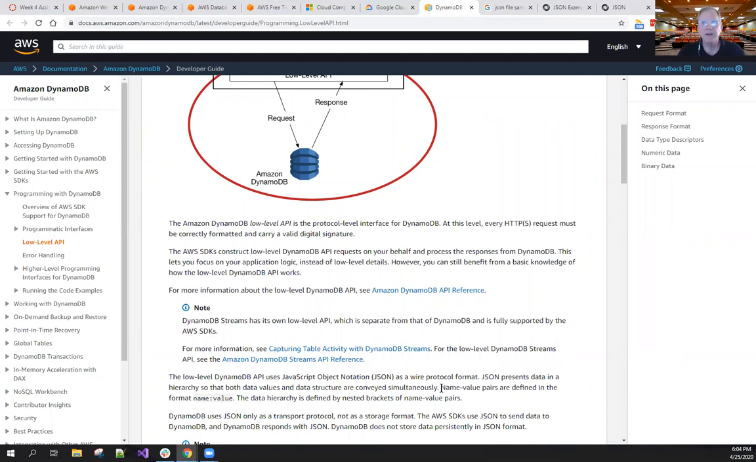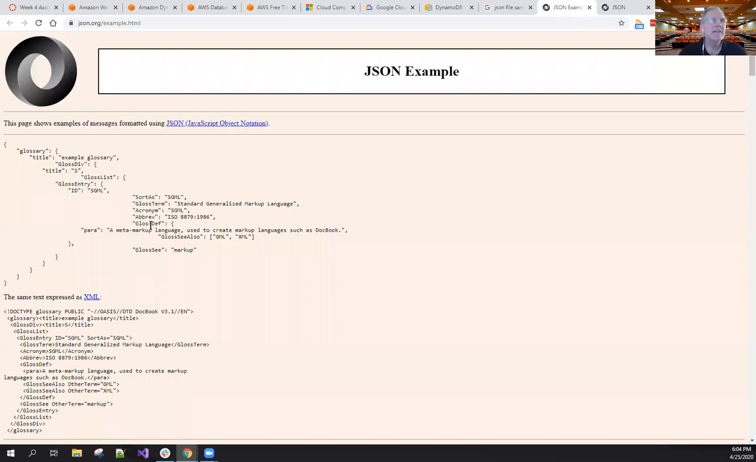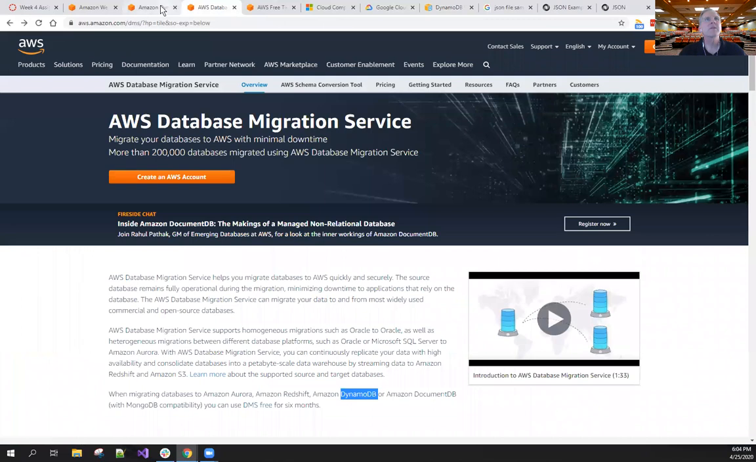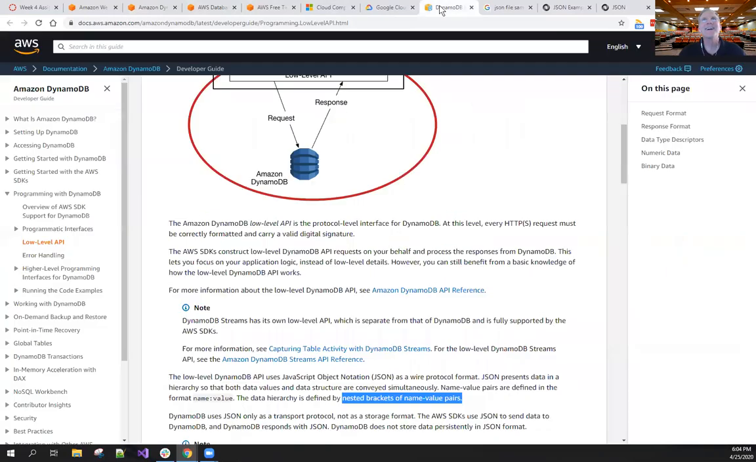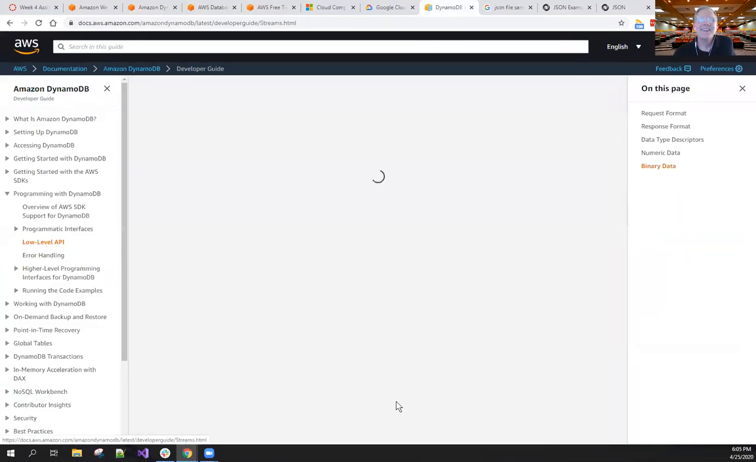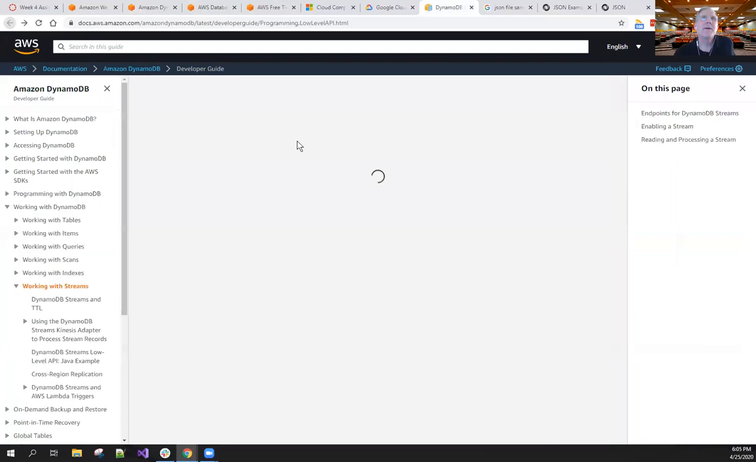Name value pairs are defined in the format name : value. See that? The data hierarchy is defined by nested brackets of name value pairs. We just saw that a second ago. See, this is nested in here, and so there's name and value, name, value, name, value. I just wanted to expose all that to you because this is pertinent. So there's the name value pair.